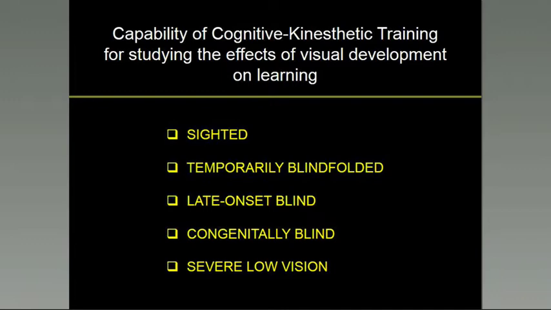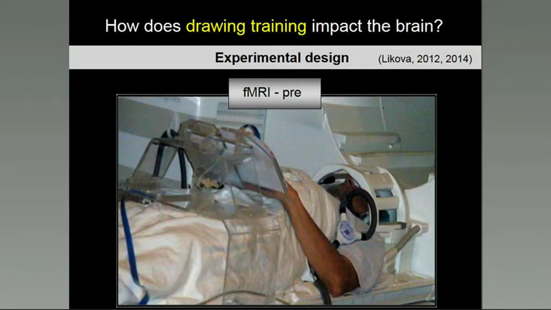Here I would like only to mention that although I talk about the blind mainly, the capabilities of this cognitive-kinesthetic training are beyond the blind population, and they can be used, for example, for studying the effect of visual development on learning through different populations. So I used fMRI, functional magnetic resonance imaging, to look at the brain, and some special MRI-compatible drawing equipment that we developed in my lab.